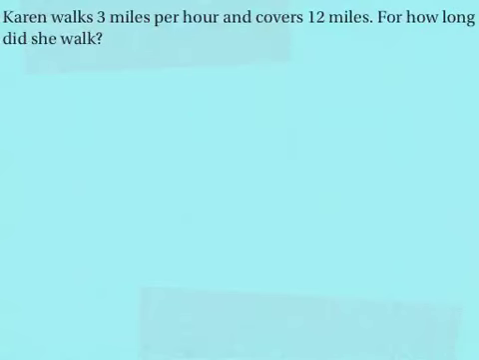The last example says Karen walks 3 miles per hour and covers 12 miles. For how long did she walk? Anytime you see something like miles per hour, feet per minute, meters per second, that is going to be your rate. It's how far you're going and how long it's going to take you to go that distance. So 3 miles per hour is going to be the rate. It says she covers 12 miles. Well, we have distance, rate, and time. We know that our rate is 3 miles per hour. Our distance is going to be 12 miles, and it asks us how long she walks.